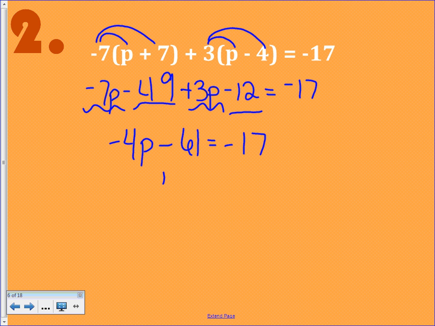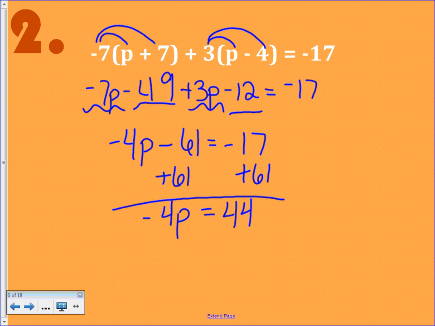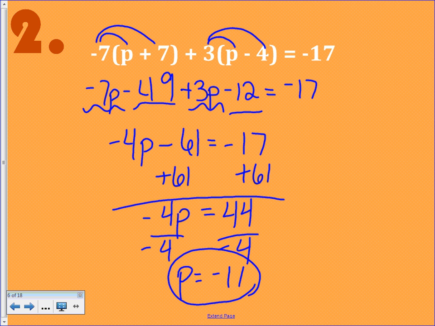So my next step is to cancel the constant. So I'm going to add 61 to both sides. When I do that, I get -4p. -17 plus 61 is going to give me a positive 44. So then I'm going to divide both sides by -4, and that's going to give me a -11. So p is equal to a -11.